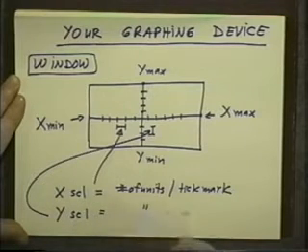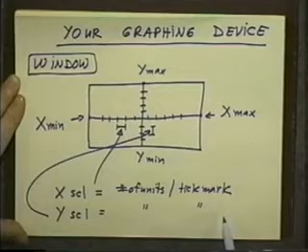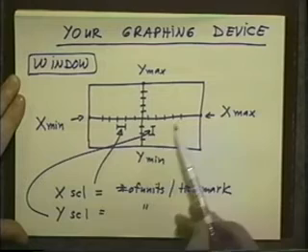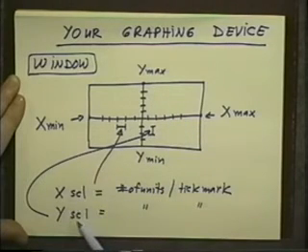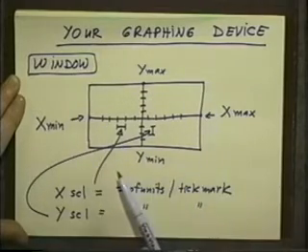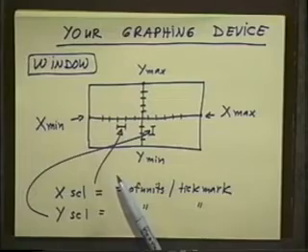And this will be the number of units per tick mark on the y-axis. So those are the 6: x min, x max, y min and y max, x scale, y scale. These are the 6 variables you need to set when you're trying to describe a window in a graphing calculator.